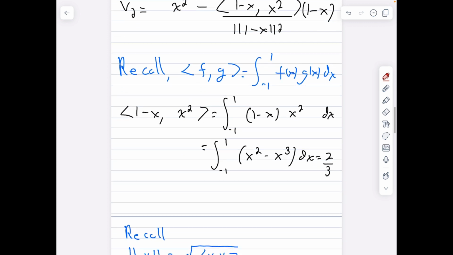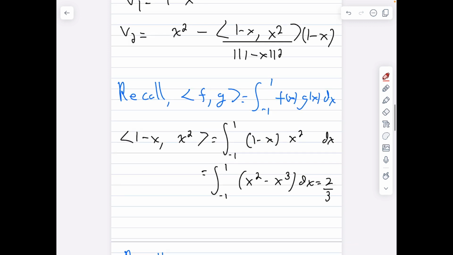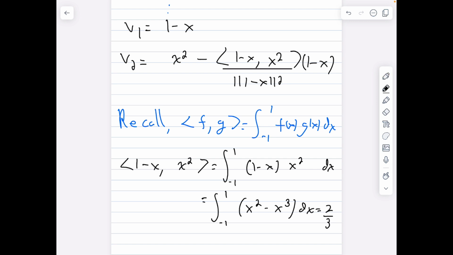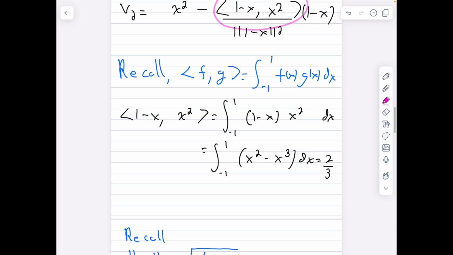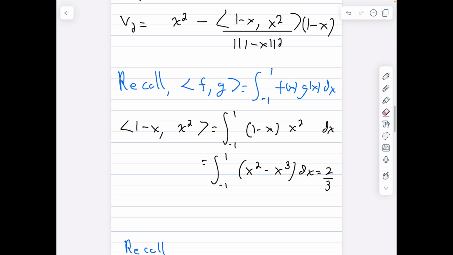Now, so that's what this part entails right here. This is 2/3 highlighted. And now I'm going to calculate what you see right below it. It's going to be the magnitude of 1 minus x squared.